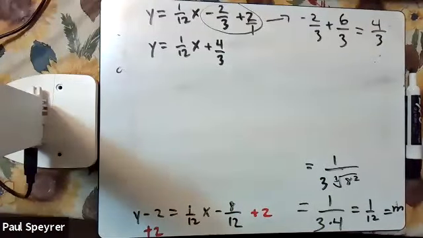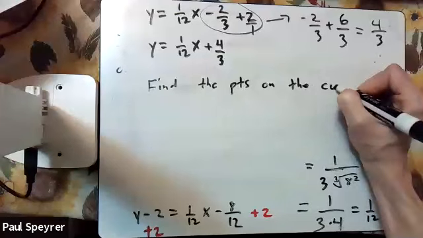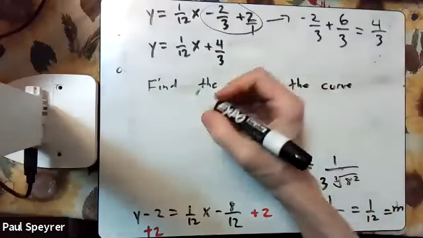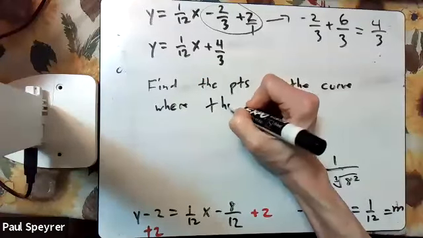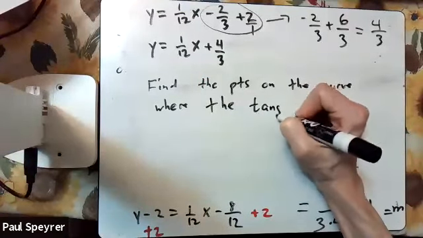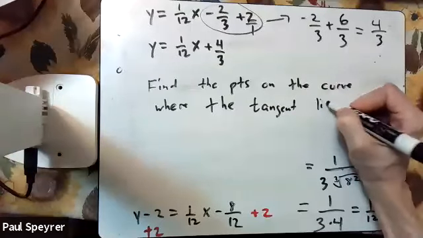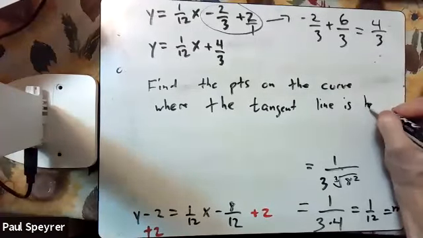Now, what if we had a slight variation of this, or a different type of question? So we want to find the points on the curve where the tangent line is horizontal.